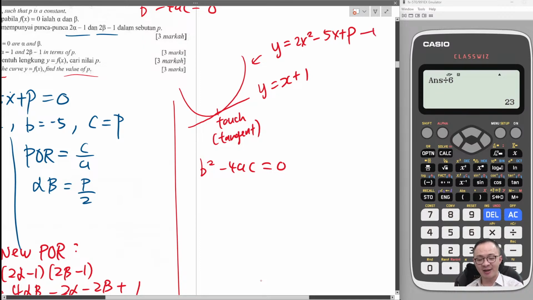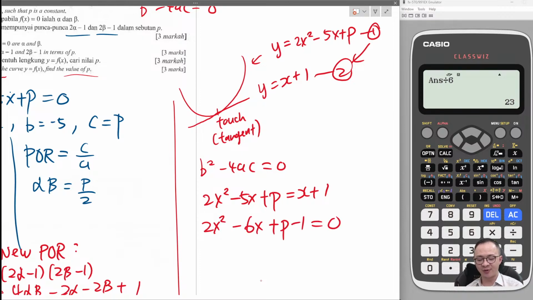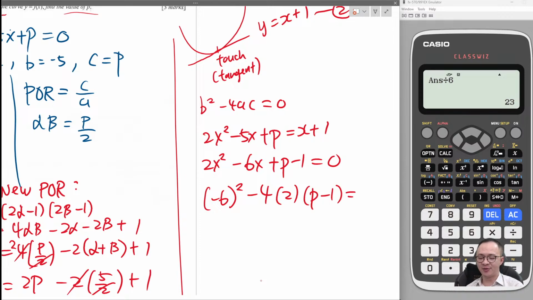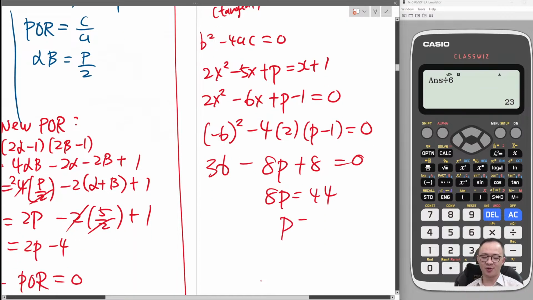Okay, so I will sub the first equation into the second equation. So 2x squared minus 5x plus p equals x plus 1. 2x squared minus 6x plus p minus 1 equals 0. Now I do b squared minus 4ac equals 0. Not that bad also. Minus 8p plus 8 equals 0. Hmm, so 8p should equal 44. P is equal to 11 over 2.